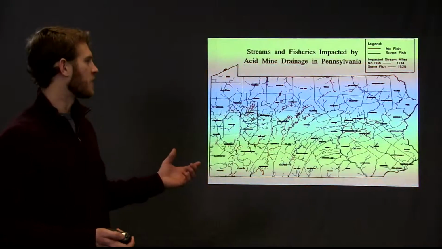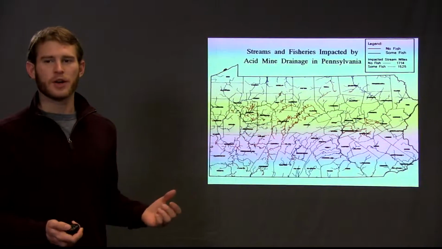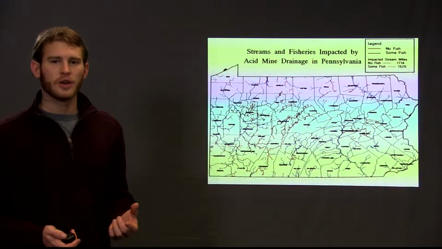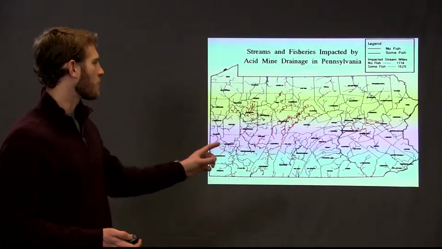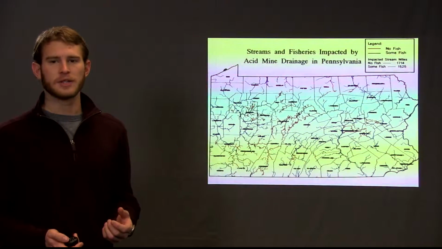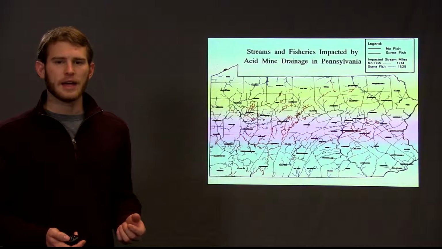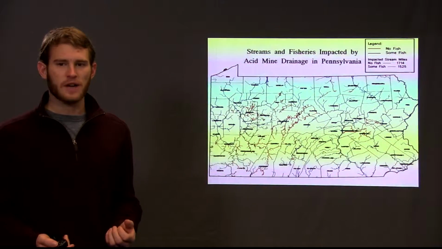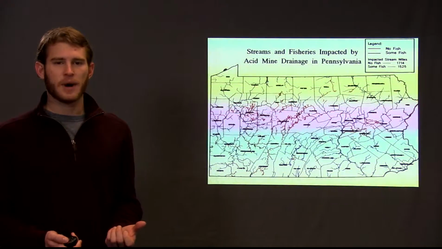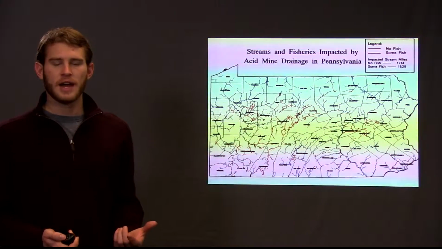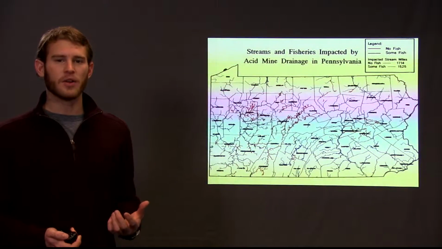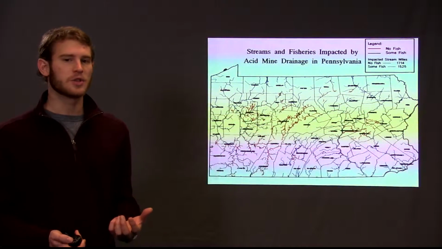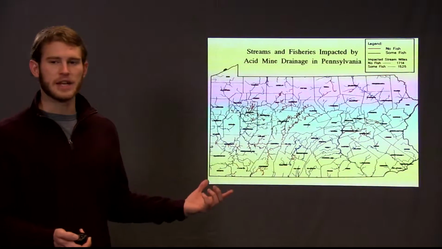The red lines in this image show streams that are completely devoid of fish. You can see the location of these streams matches up with the location of coal mines in Pennsylvania. An important industry in Pennsylvania is the trout fishing industry. It's estimated by the United States Geological Survey that $67 million in annual revenue is lost due to fishing that would occur at these dead streams.